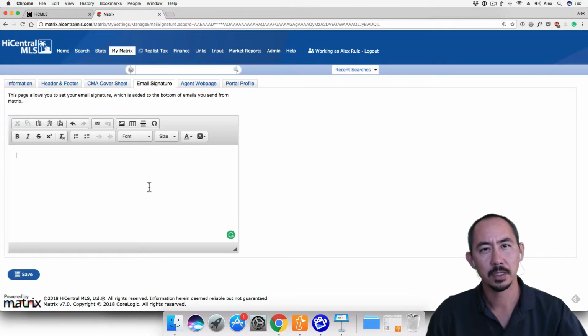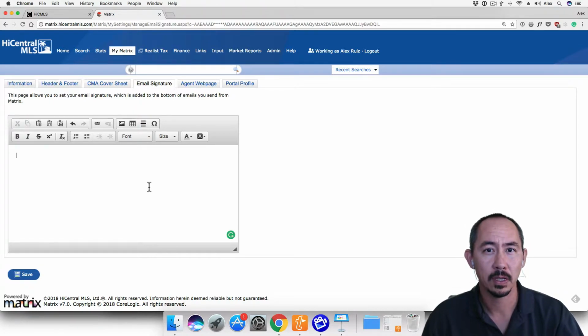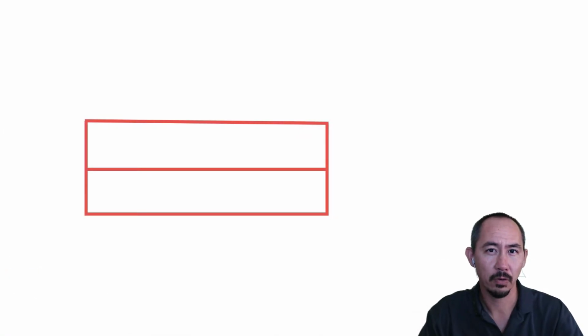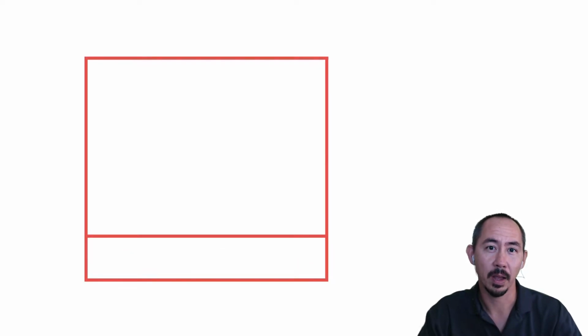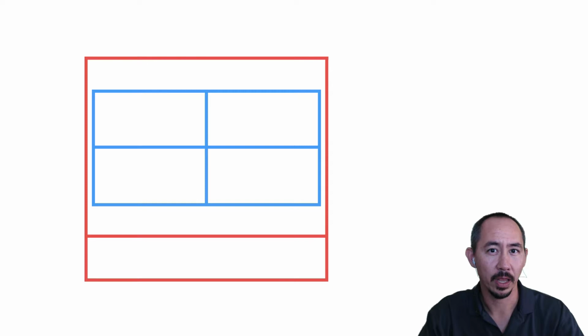For our two-column email signature, we're going to be using nested tables. So we're going to have a table within another table. The first table that we create is going to be our outer table, and that's going to have two rows and one column, and it'll stretch for the full width of the email. The second table that we create will be our inner table, and that's going to be placed inside of the first row of our outer table. And that will have two columns and two rows.